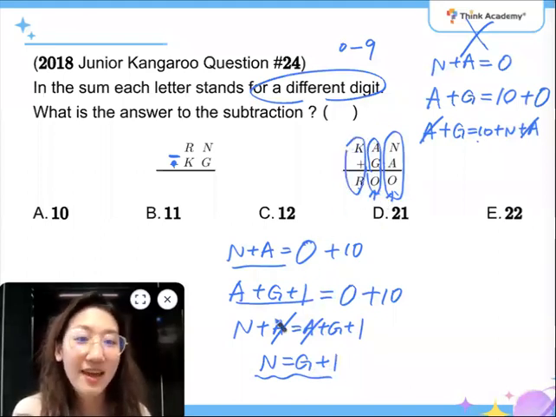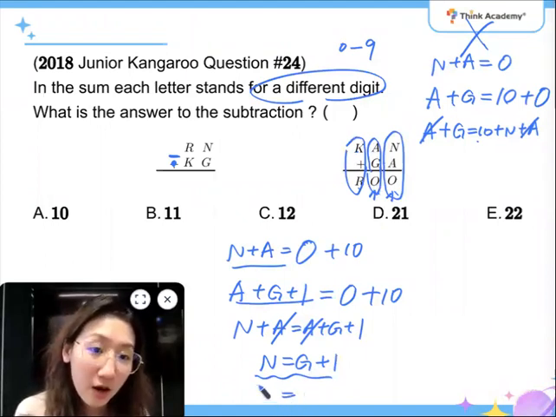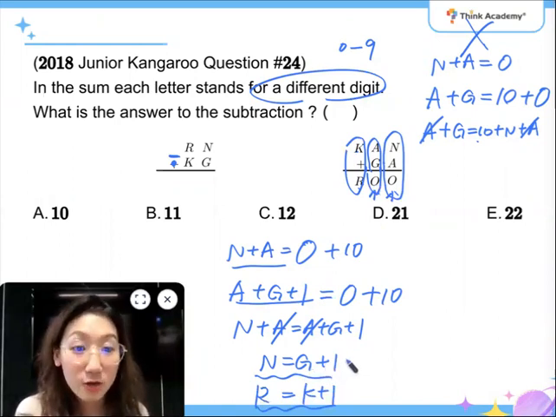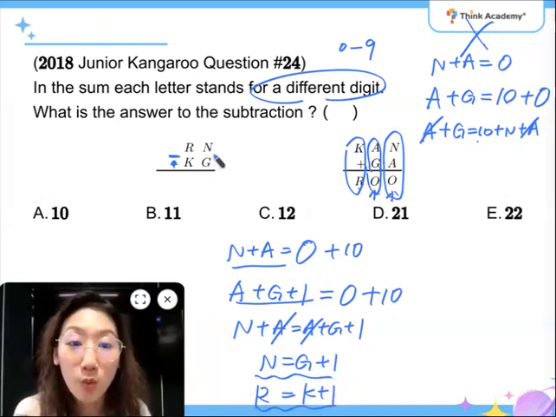For the last column, as we said, K and R are different. So with a carryover of 1, you would have R equal to K plus 1. This is the relationship we can find. We don't get any exact value, but we don't need them, because with the subtraction, you have Rn subtract Kg. So Rn are the larger numbers, and they are always 1 more than the bottom one. So N is 1 greater than G, R is 1 greater than K.